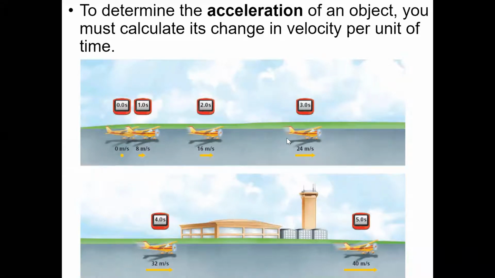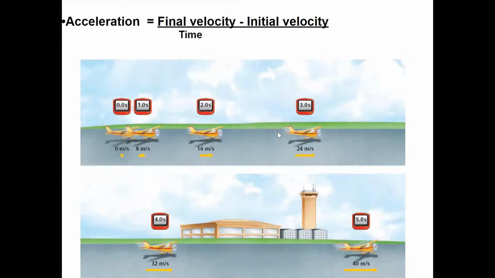All right, so there is your calculation. There's your formula. Acceleration, also known as A, is equal to final velocity, which we abbreviate as FV, subtract initial velocity, the starting velocity, IV, divided by time.